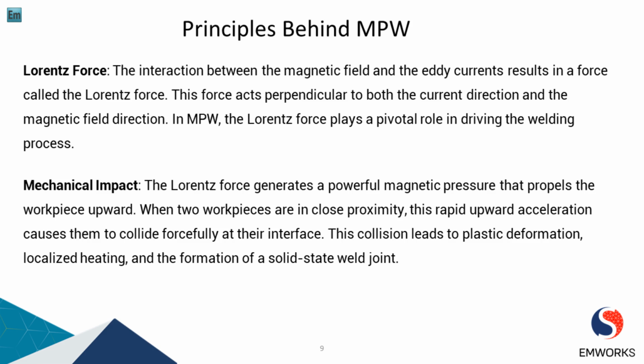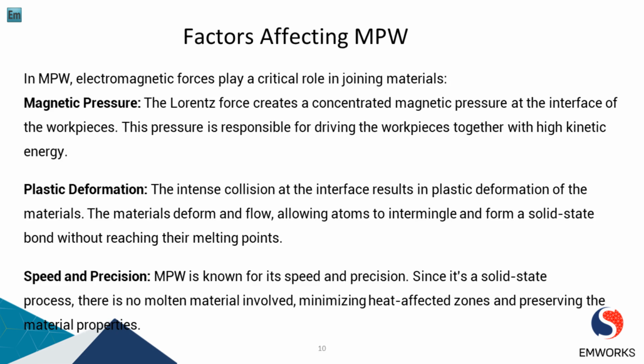So this Lorentz force generates a magnetic pressure that propels the workpiece upward and causes a powerful collision at the interface of the workpieces. And finally, this collision leads to plastic deformation and localized heating, and then formation of a solid state weld joint occurs. But there are also various factors which affect magnetic pulse welding.